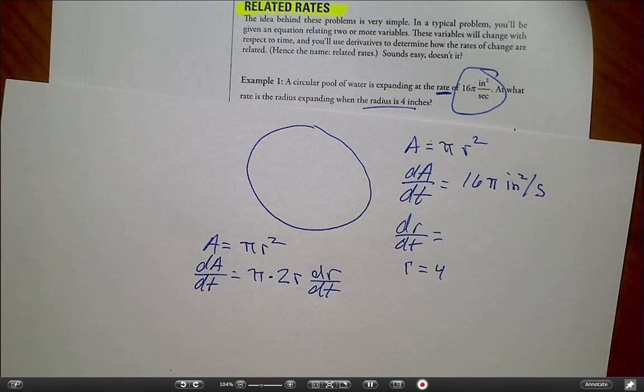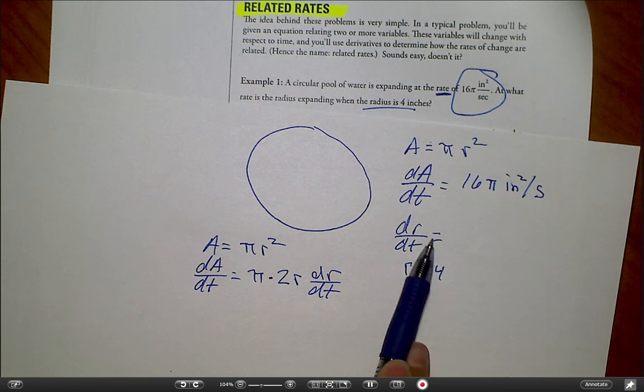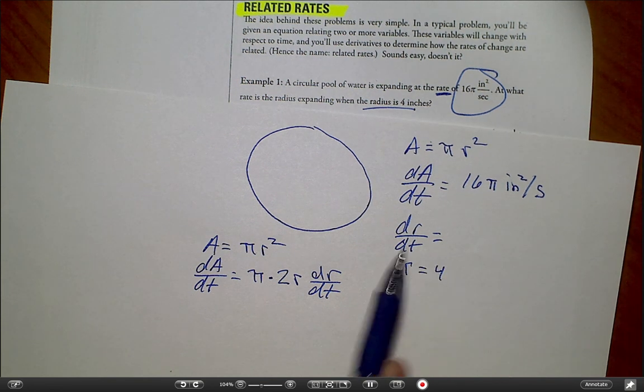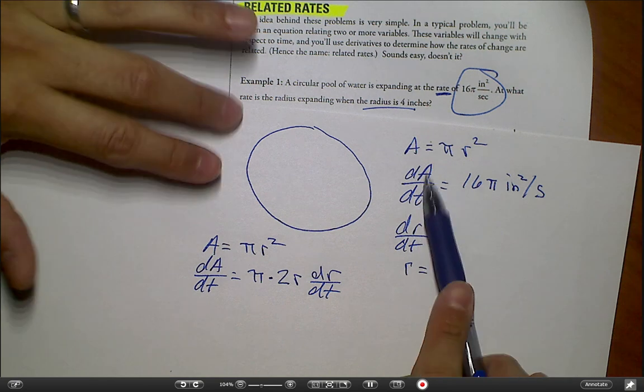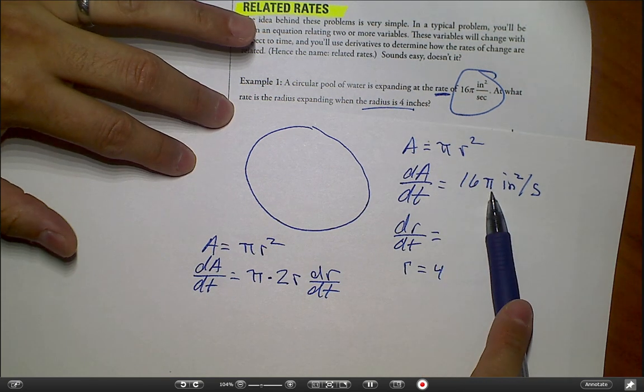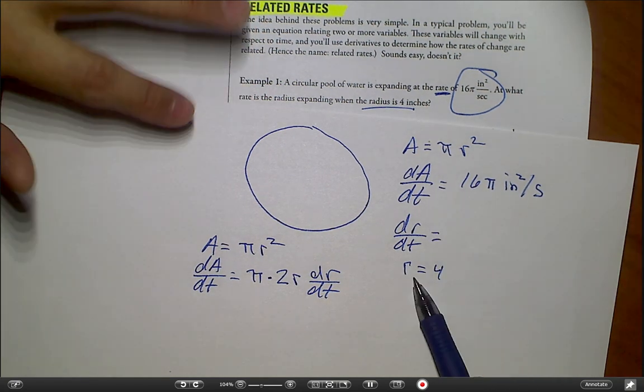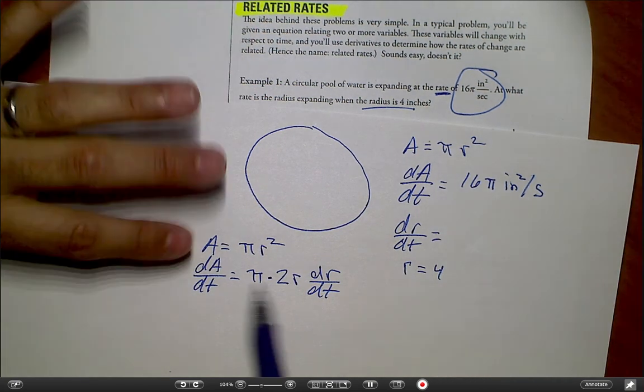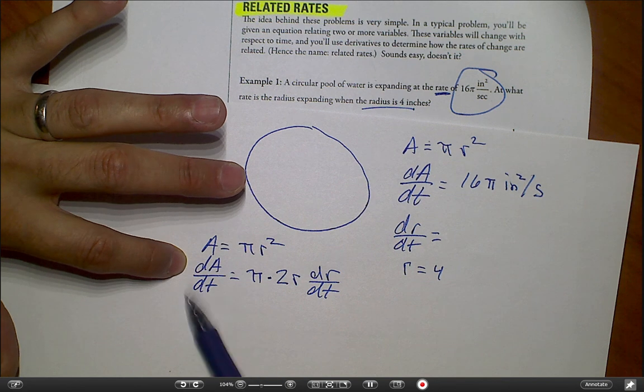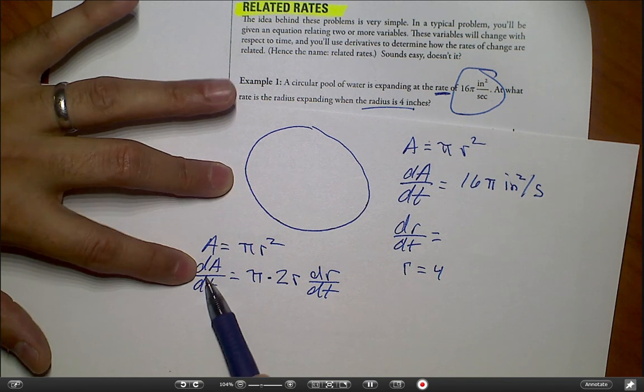Now, we are going through and we're trying to solve for dr/dt. Do I have everything else that I need in this problem? Okay, I know what dA/dt is, it's right here. I know what r is, which is right here. So dA/dt is going to be one of my variables here, basically.